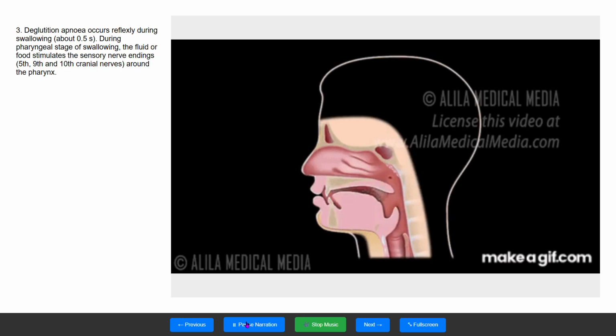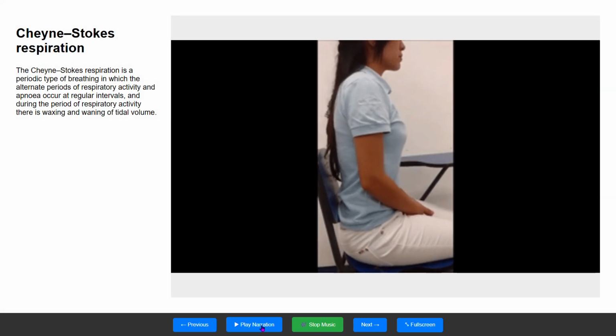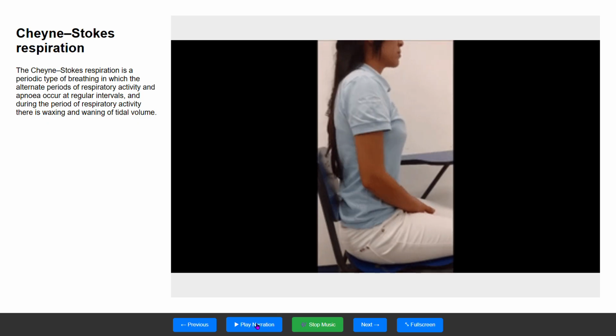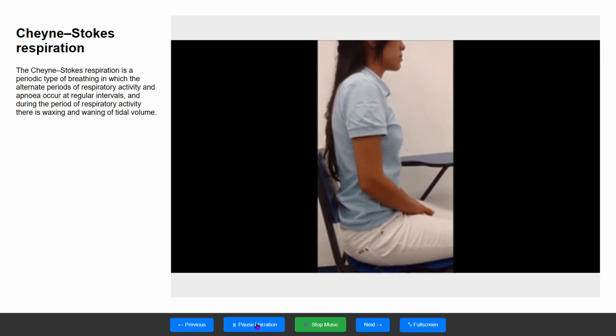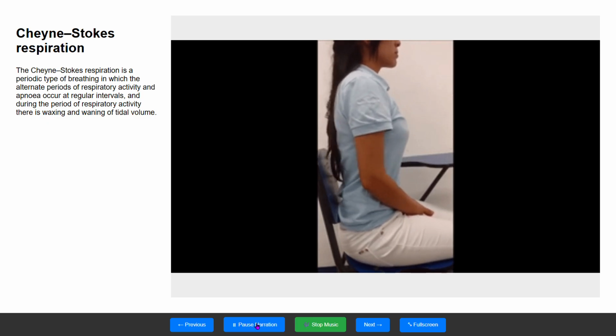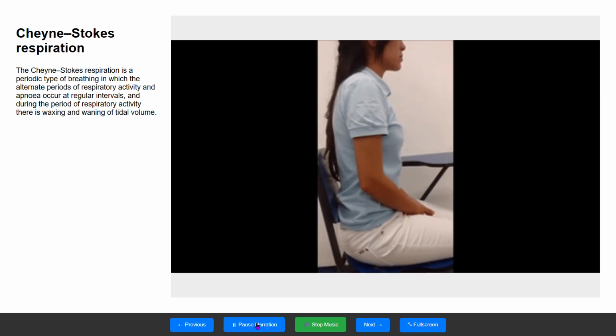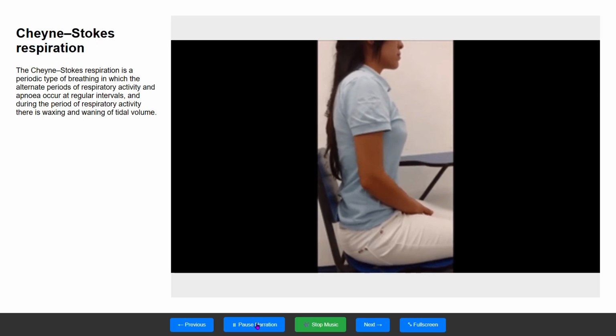3. Deglutition apnoea occurs reflexly during swallowing, about 0.5 s. During pharyngeal stage of swallowing, the fluid or food stimulates the sensory nerve endings, 5th, 9th, and 10th cranial nerves, around the pharynx. The Cheyne-Stokes respiration is a periodic type of breathing in which the alternate periods of respiratory activity and apnoea occur at regular intervals, and during the period of respiratory activity there is waxing and waning of tidal volume.